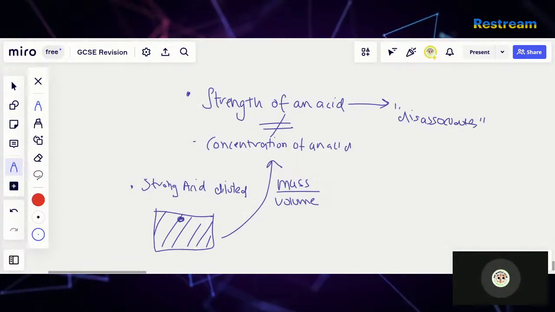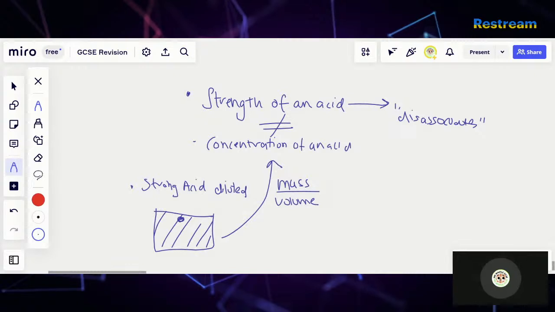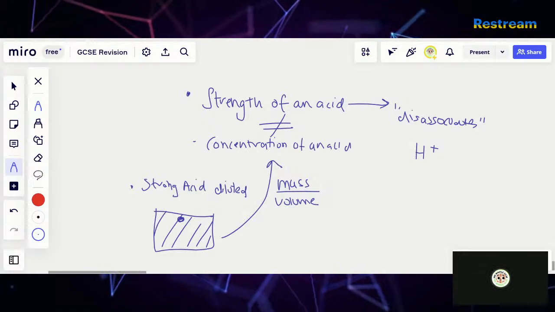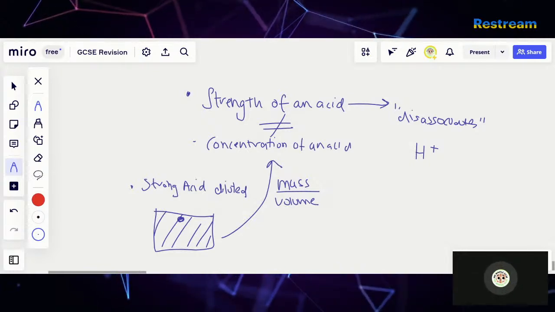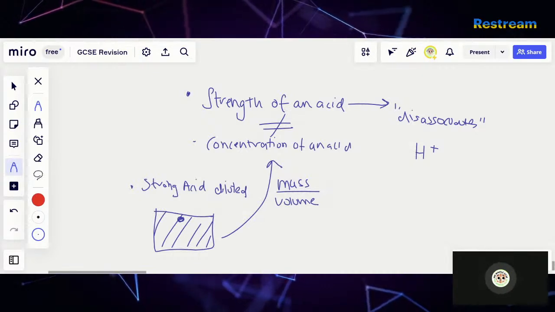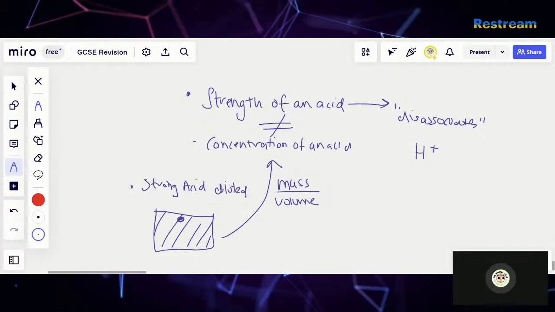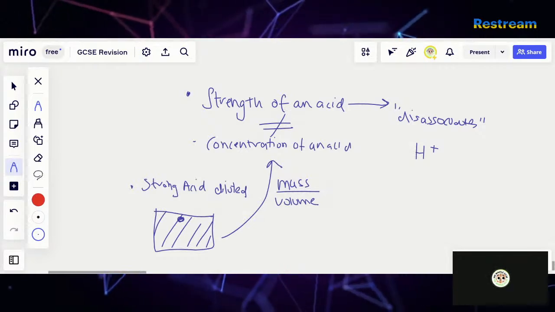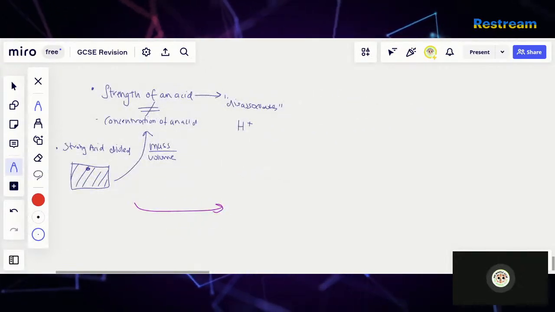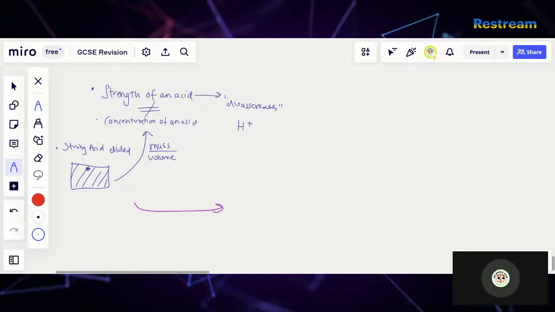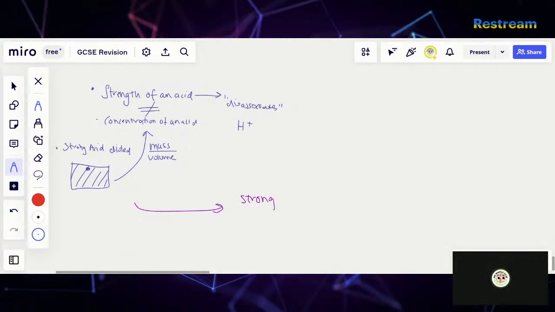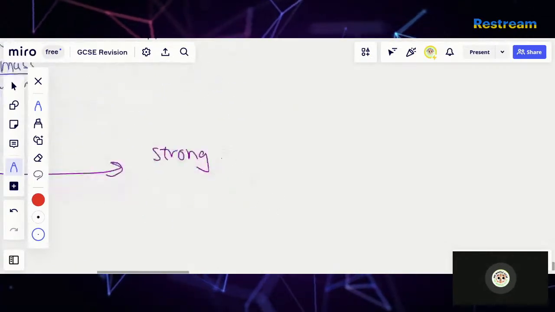Now, dissociates means, does it fully break down into H plus ions? Now, a weak acid is something that will only partially dissociate, which means a weak acid will not fully break down and can therefore be a reversible reaction, whereas a strong acid won't be. So let's bring our knowledge back to the question. The question itself was, what are the differences between a strong and a weak acid? You can just say a strong acid is an acid that fully dissociates.